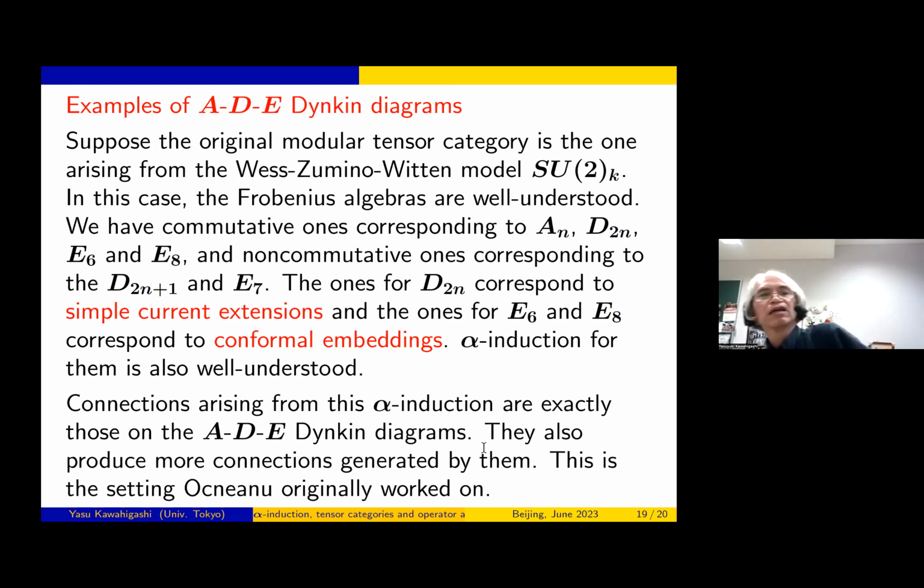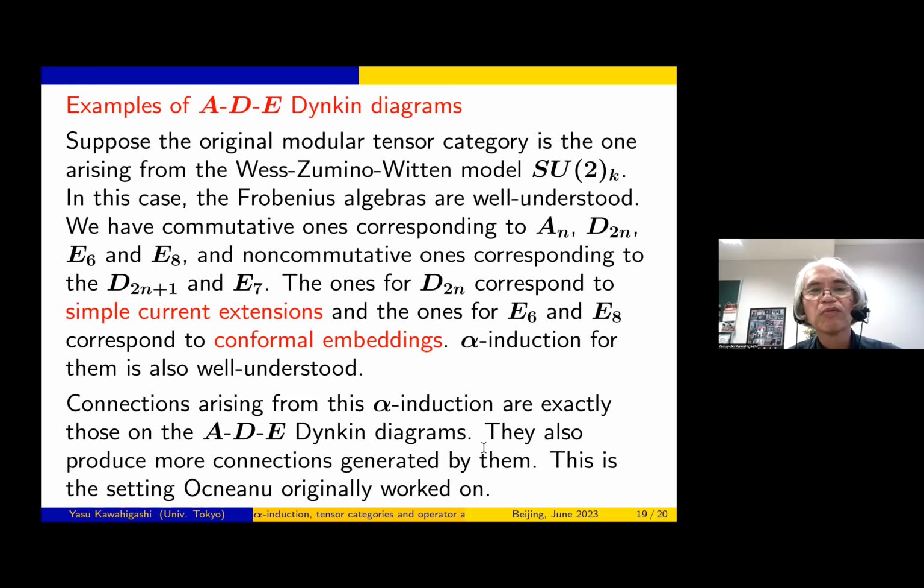Then we can write down some explicit examples based on the ADE linking diagram. So suppose the original modular tensor category is something from the Wess-Zumino-Witten model, SU(2) level K, or a quantum group U_q(sl_2) at root of unity. Then we have a fusion category, braided, actually a modular tensor category. In this case, the Frobenius algebras are well understood, well classified.